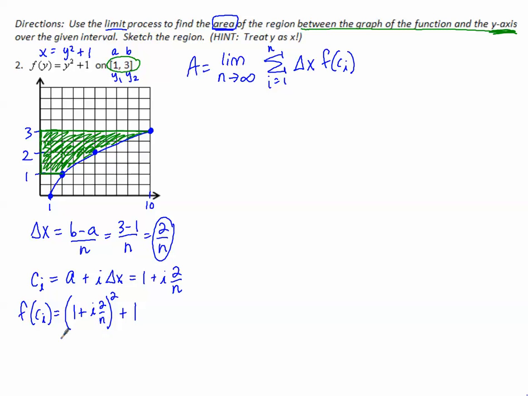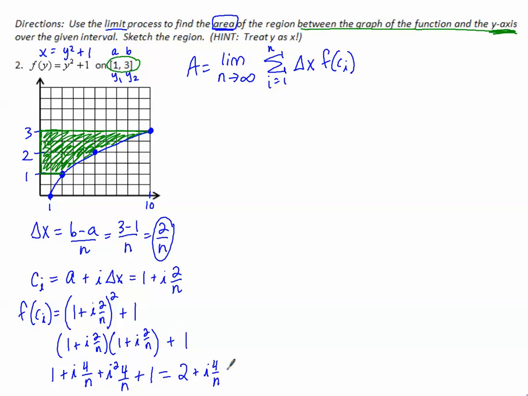So we'll FOIL this, 1 times 1, 1 times 2i over n, and then another one. So we have 4 of those. So i, 4 over n, and then we have the i times i, 2 over n times 2 over n, so that's i squared, 4 over n squared, and then the plus 1 at the end, and combine the like terms, so 2 plus i times 4 over n plus i squared times 4 over, oops, forgot the n squared. Don't want to miss that. And it looks like we have all of that. So there's our height that we're going to plug in with our width.